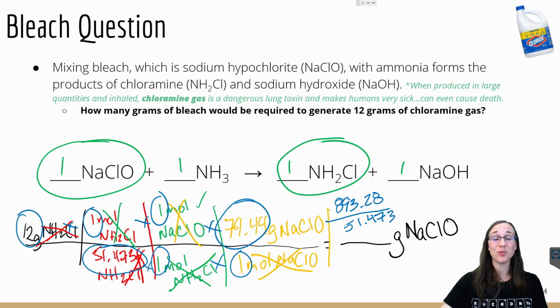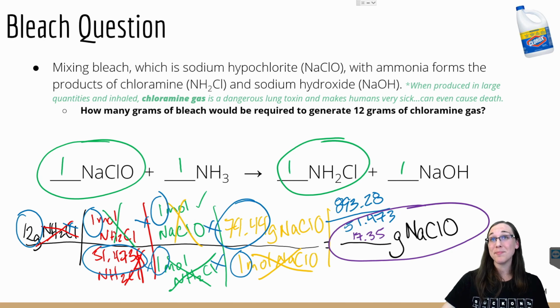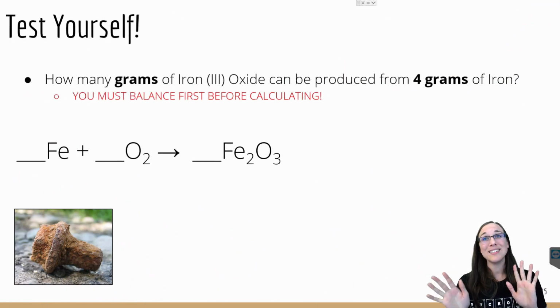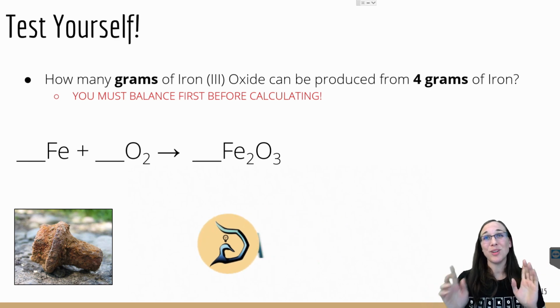Much later. And my final answer, drumroll please, is 17.35 grams of bleach. So if I wanted to make 12 grams of chloramine deadly gas, I would need 17.35 grams of NaClO. Now is the time to check yourself before you wreck yourself.